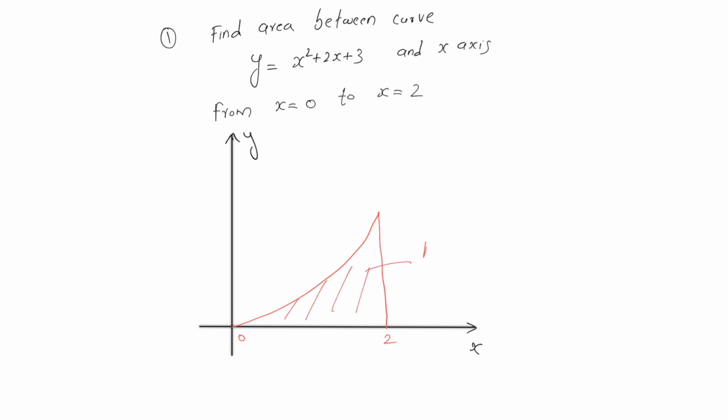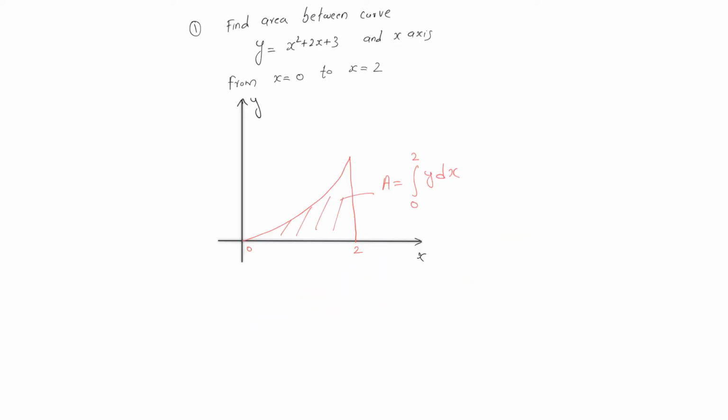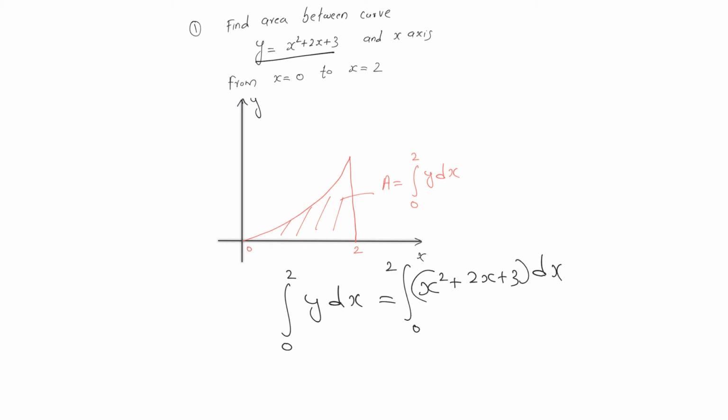So we know that if our aim is to find out the value of area between the curve and x-axis, the equation is integration of nothing but y dx, and here the limit is changing from 0 to 2. So for integration purpose, we need to write the value of y in terms of x, then only we can integrate it, because we cannot integrate this y with respect to dx. So from our question, the value of y in terms of x is nothing but x square plus 2x plus 3 into dx, and we are integrating it from 0 to 2.